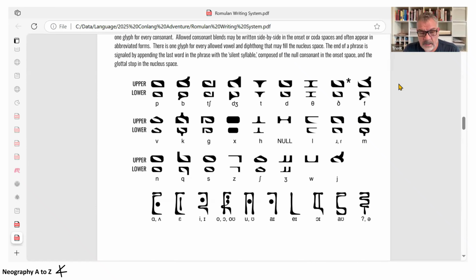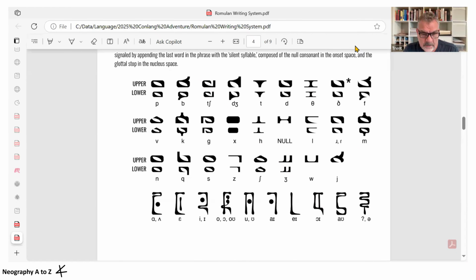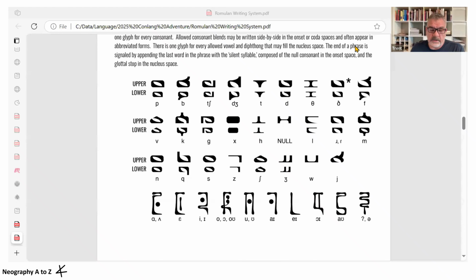And you'll notice too that for any of the consonants that have an extender, like B and F and K, they will have a 180-degree rotation when they're on the bottom, so that the extender becomes a descender instead. And these are written in syllabic blocks from left to right with spaces between words.